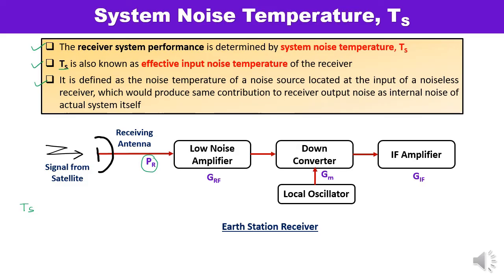You can write down the equation for noise power. The noise power is denoted by Pn, which is K TS B G. Here K is the Boltzmann constant, TS is the system noise temperature, B is the bandwidth, and G is the gain of the overall stage. Now for this earth station receiver, let us draw the equivalent diagram by representing the individual noise temperatures and the gains.